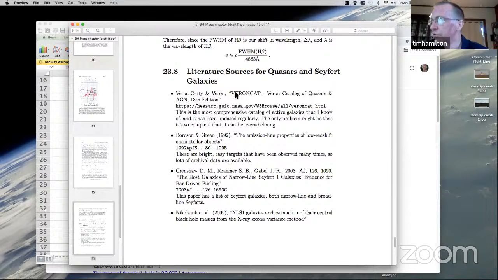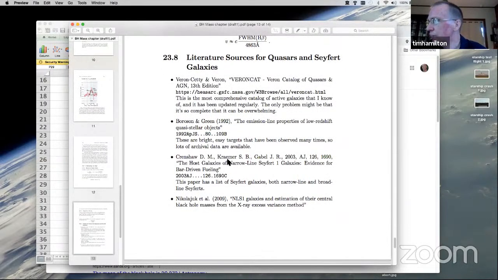The first is Veron-Cetty and Veron. There's a web-based catalog of basically every active galaxy that's been published ever. But it's so complete, it's kind of overwhelming. But you can look up anything, and it'll tell you what kind it is and so on. Todd Boroson and Paul Green, I think 1992, emission lines of low redshift quasars. I've given you the bibliography code. If you go to the NASA Abstract Database Server, ADS, you can put that in and look that up. Those are low redshift quasars. They're bright. They've been observed a lot. Lots of archival spectra should be available.